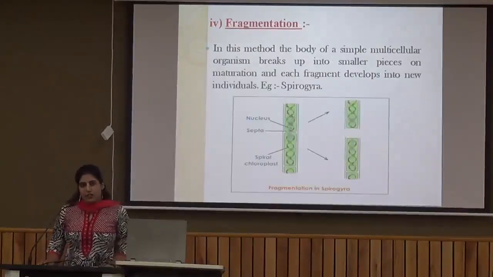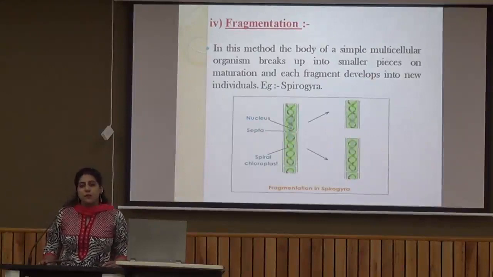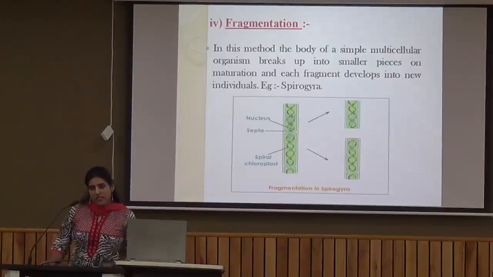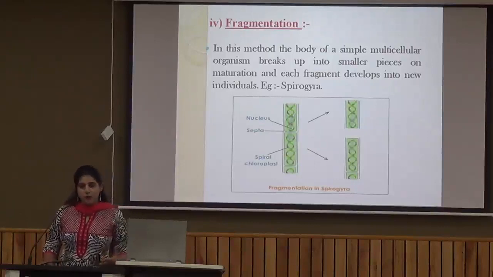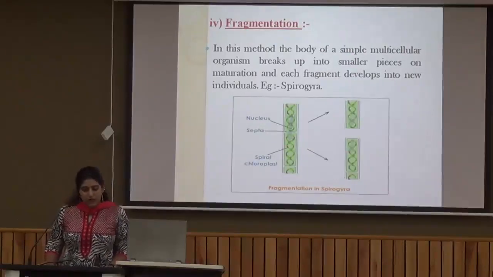Now the fragmentation. In this method, the body of a simple multicellular organism breaks up into smaller pieces on maturation. Once it gets completely mature, it divides itself into 2 or 3 pieces depending on the growth and maturation. The very simplest example is Spirogyra.